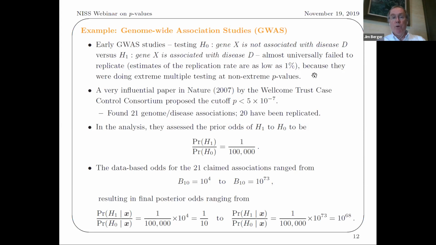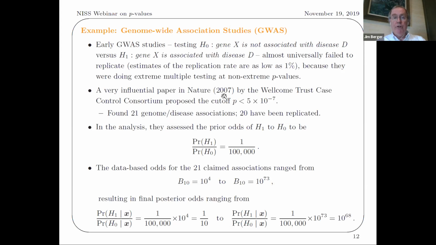And the reason is because they were doing extreme multiple testing at not extreme p-values. They were saying, oh, I got a p-value of 0.001, that's small, I will claim an association between that gene and that disease. But the trouble is they were testing 1 million genes versus 20 diseases, so they were doing 20 million tests and not properly adjusting for the multiple testing. So in 2007, a couple of papers appeared that brought this to the fore, that there was a severe problem.